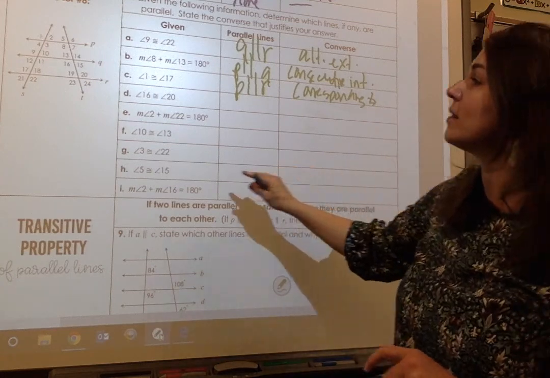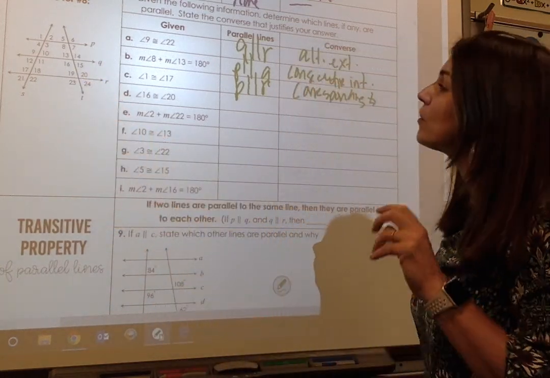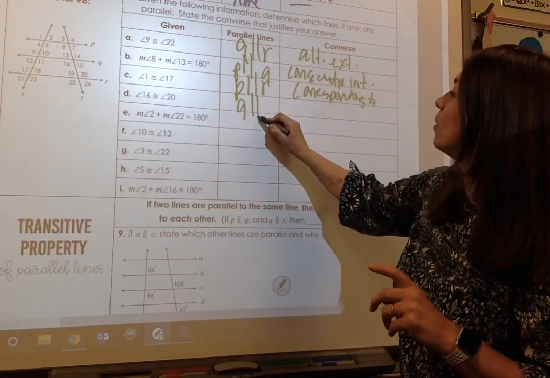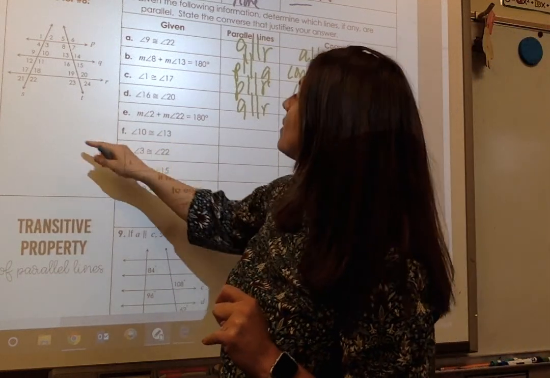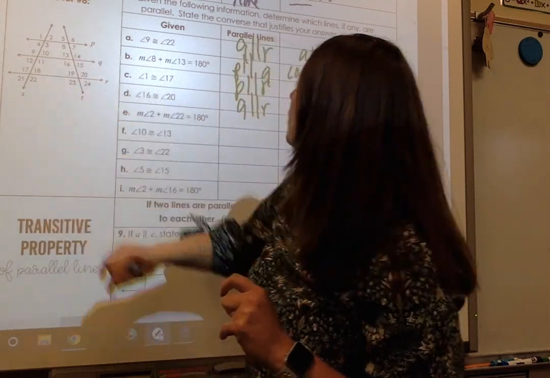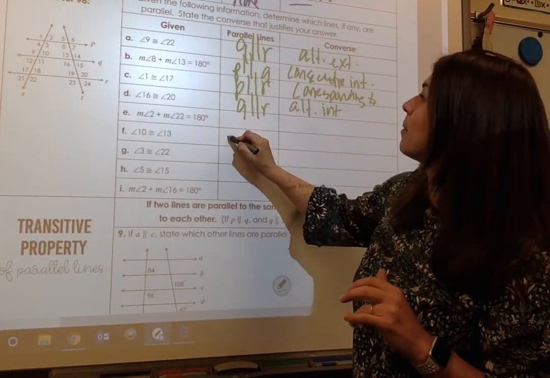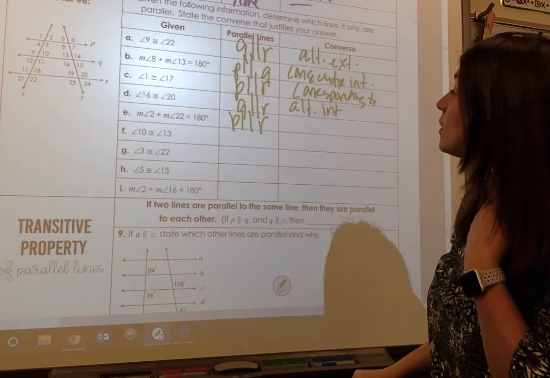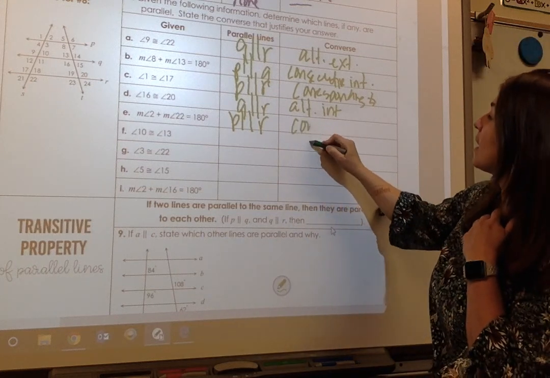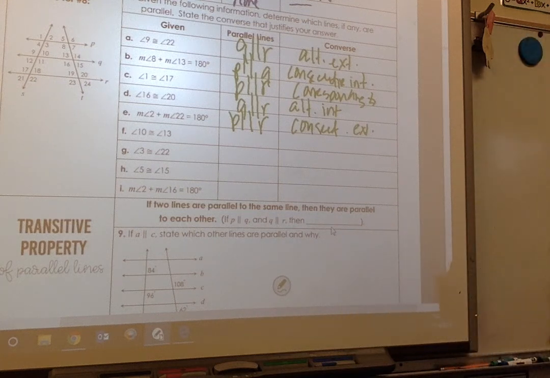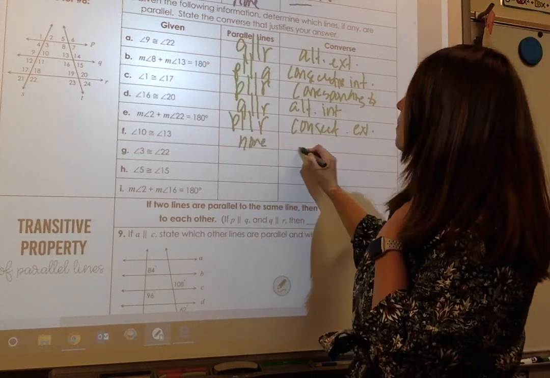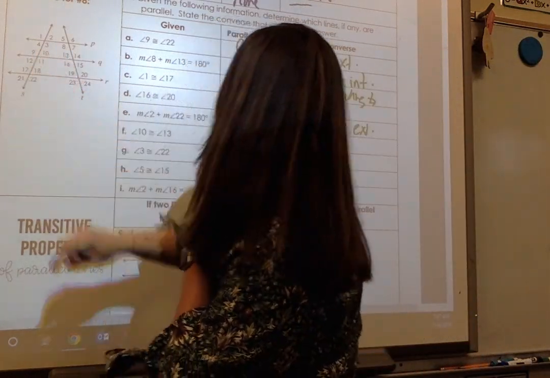16 and 20 are alternating interior, so it's going to be Q and R, alternating interior. Angle 2 plus angle 22 are supplementary angles, so that's going to make P and R parallel to each other, and that's consecutive exterior. Angle 10 is congruent to 13, and that is no relationship. There's nothing there that talks about 10 and 13.